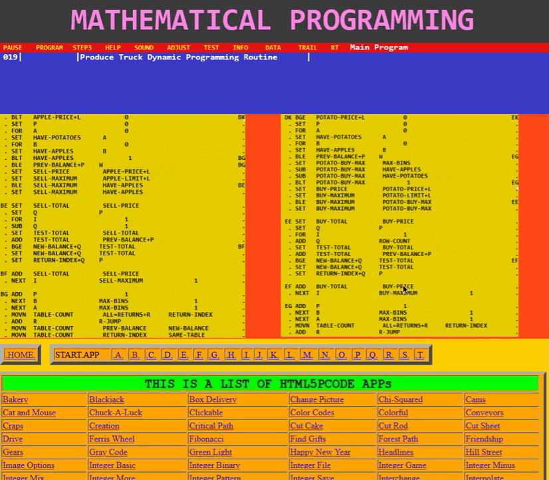All right, we know about this adding the buy price to the buy total. Here's where it adds 1 to P each time, and here it goes around 16 over 16 from 0 to 225. And down here we see it's going to move that information into all returns of R and add the jump to R. So it's going to go to another return index list. All right, this is the basic of the produce truck dynamic programming routine.